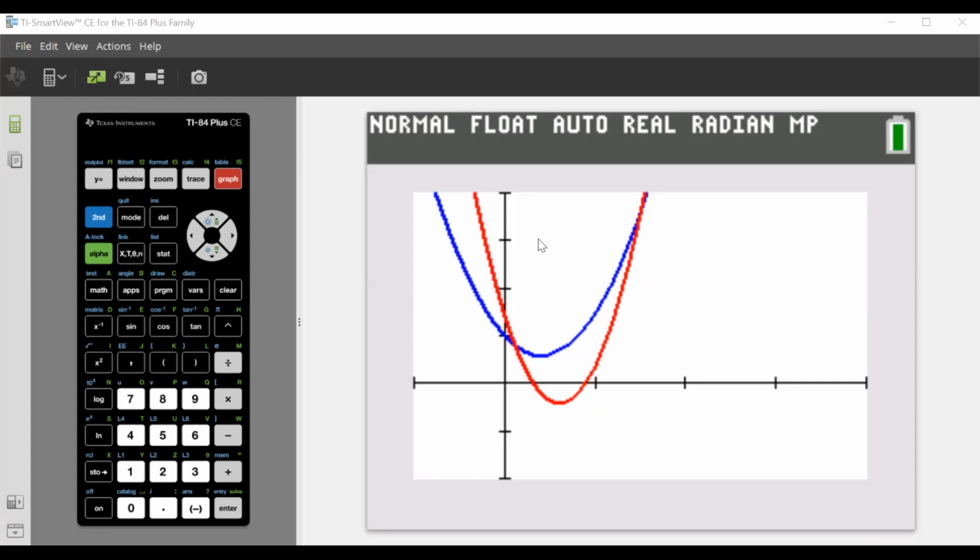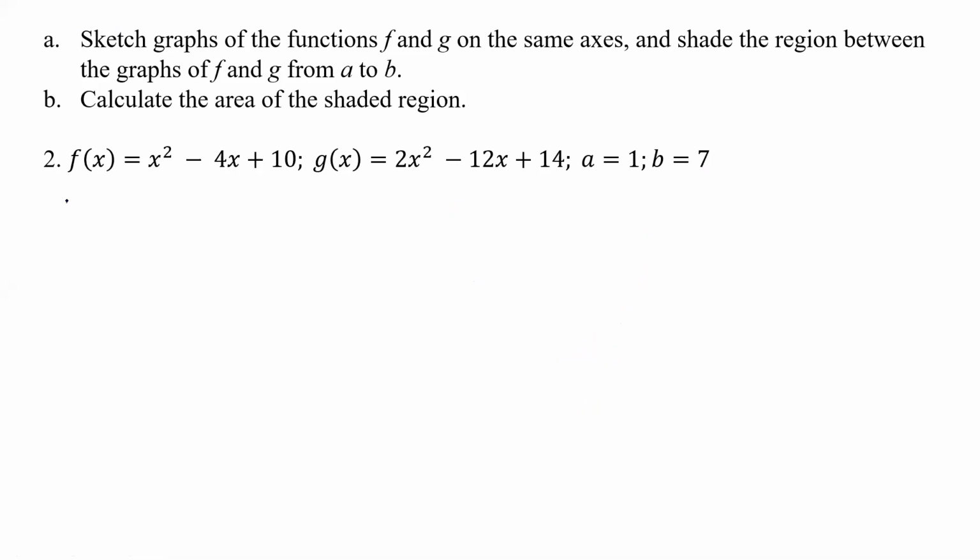And so if we draw that on our own here, we're going to have something that goes like this, and it's going to come down and go back up. Again, not a very good drawing, and then the other one is more of a gradual curve going like this. And we're going from 1 to 7. So 1 is going to be about there, and 7 is just about there. And so that's the area we're looking for.